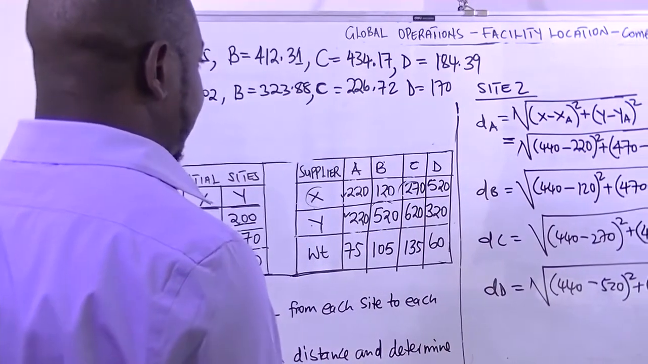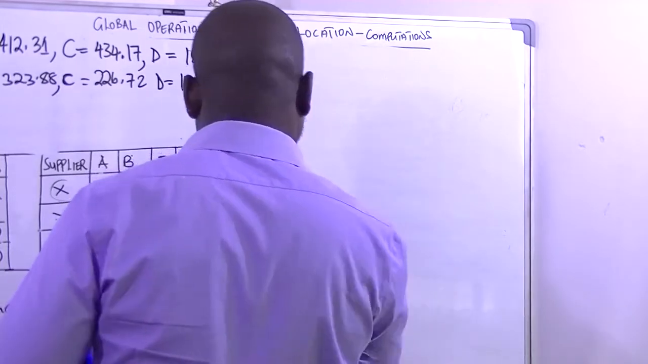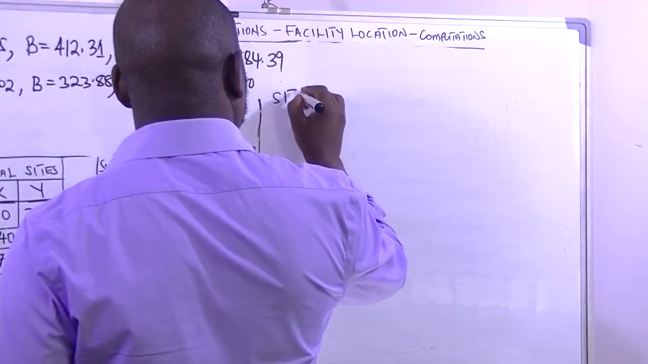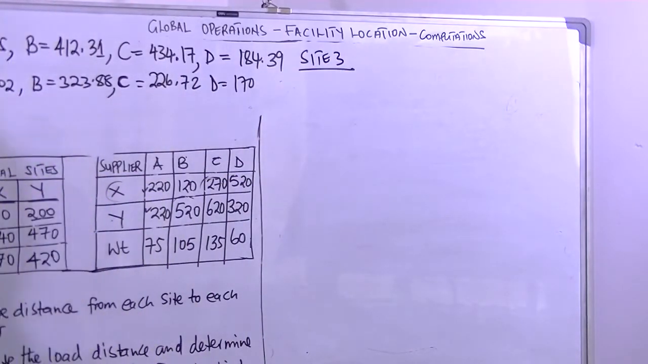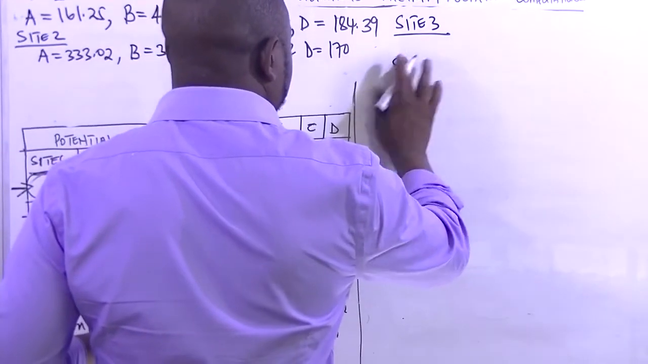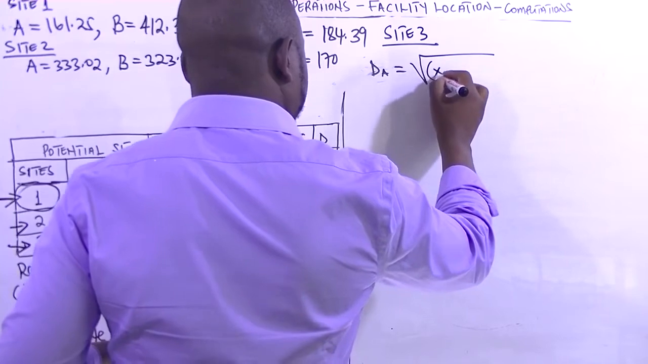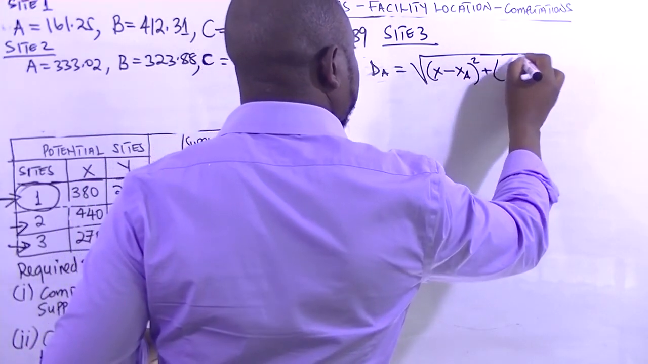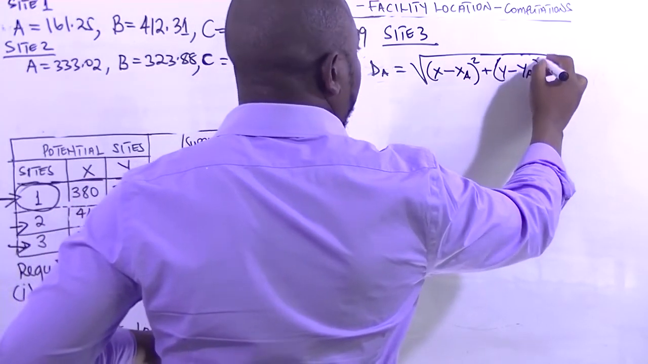Okay? We move on to site 3. Site 3, again, we've moved to there, so we are close to finishing. All right, site 3. We need the distance in relation to A. Square root there, x for site 3 minus x for A, squared, plus y for site 3 minus y for A, squared.